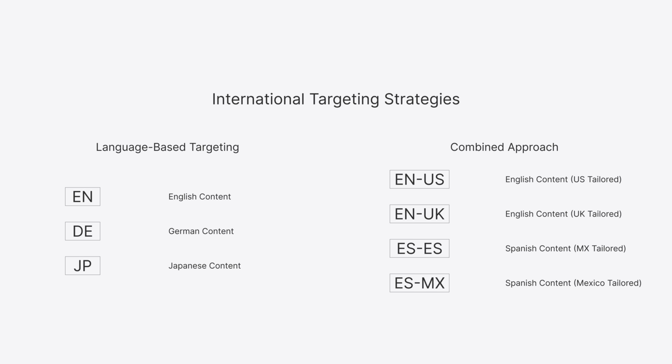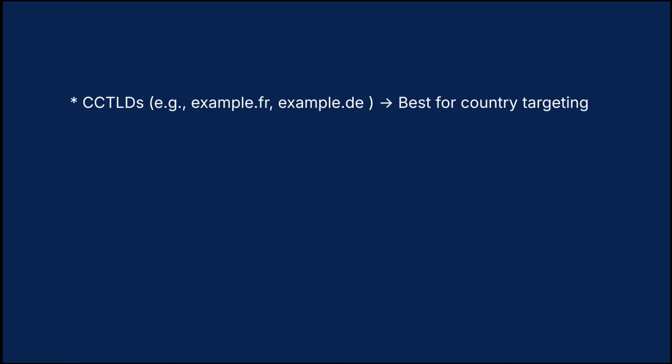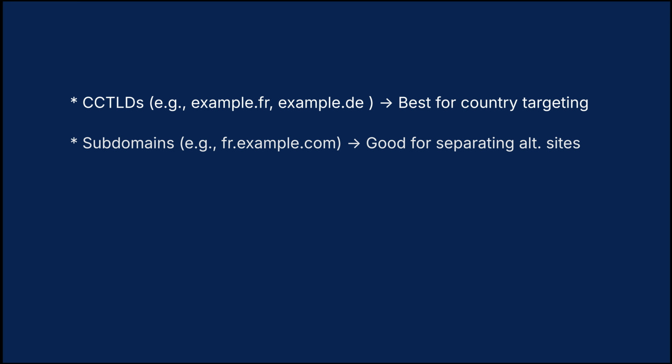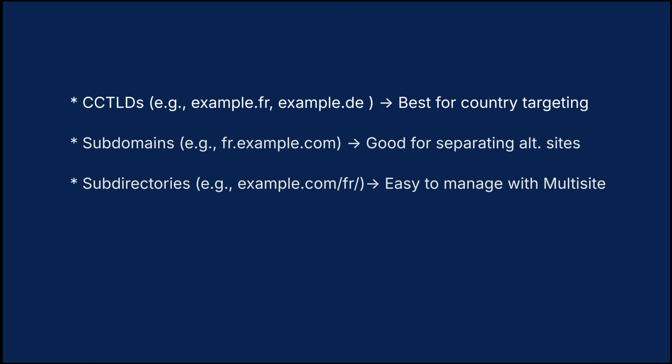Next, choose the most appropriate URL structure for your multilingual or multi-regional setup. Options include country code top-level domains, which are best suited for country targeting, subdomains, which help keep language versions separate, and subdirectories, which are particularly easy to manage within WordPress using the multi-site feature.